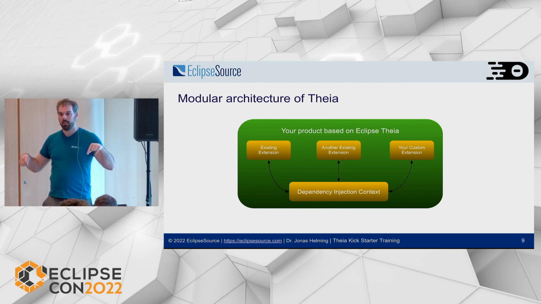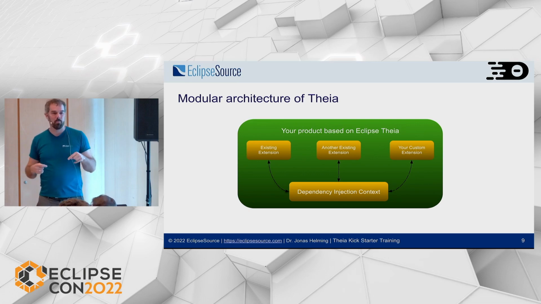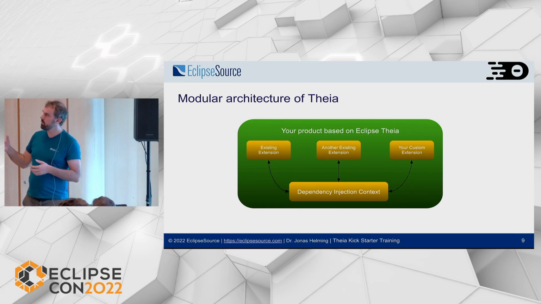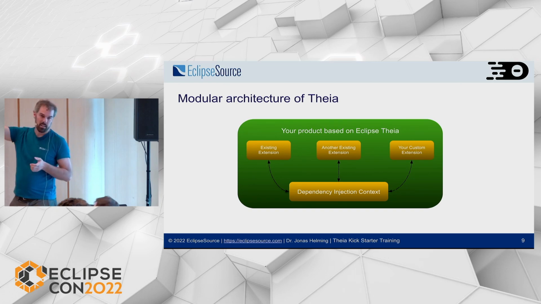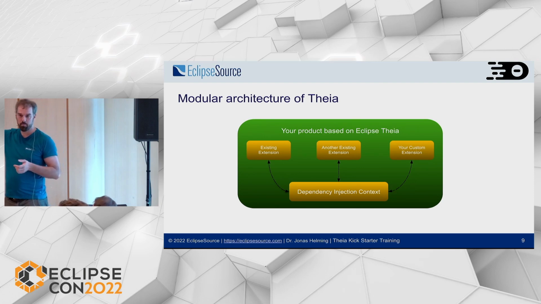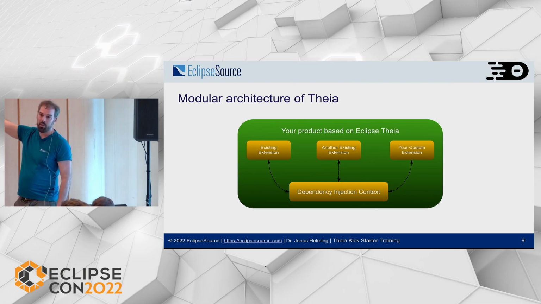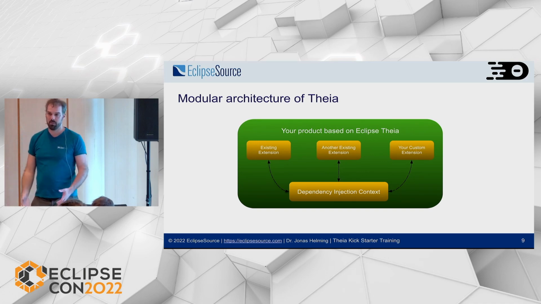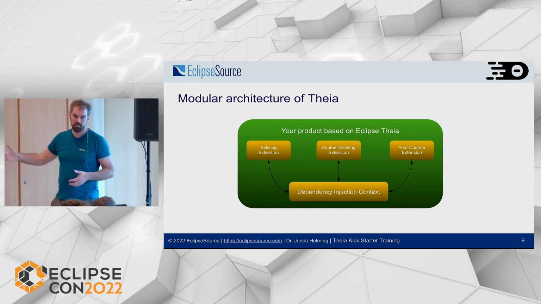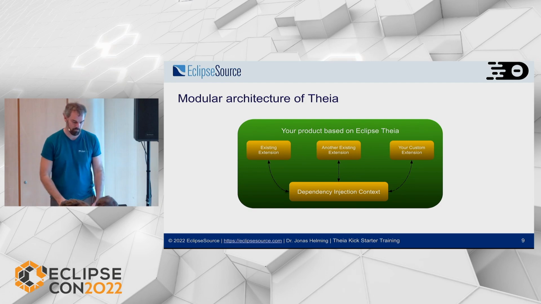The only thing that they need to know is what they communicate about, and that's, in a nutshell, typically an interface. So, for example, an existing extension on the left side wants to publish a service that can be used by other extensions. What it does is push an object of type service into the dependency injection context, and all the other extensions only need to know the interface of this service, and then they can tell the context, hey, I want to have it, and this is how the wiring actually works.